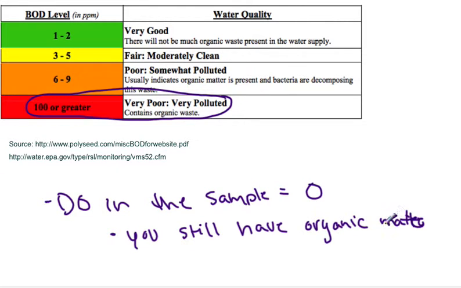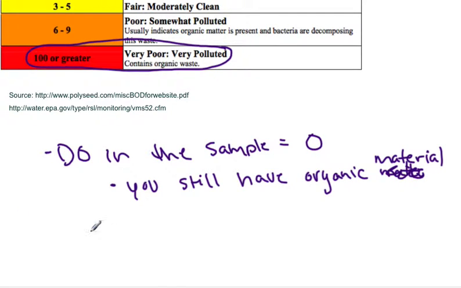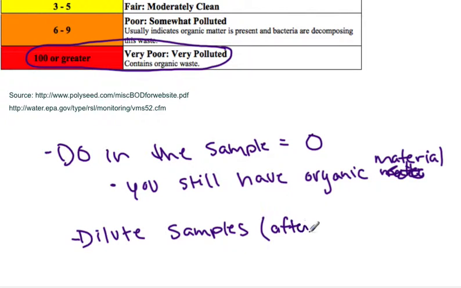Oop, I spelled material wrong. So what you need to do in order to figure this out is you need to dilute your samples. And you're going to dilute them until after 5 days you have at least 2 milligrams of dissolved oxygen per liter. And that makes sure you're breaking down all of the organic material instead of just some of it.